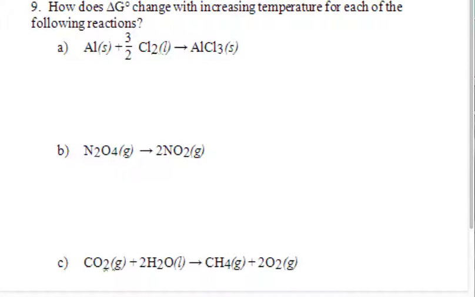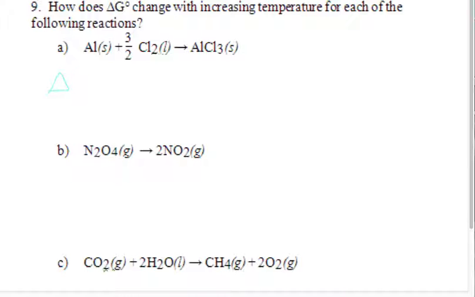So in these problems, we don't need to do math, but we need to look at Gibbs-Helmholtz to figure out what happens if we increase temperature. What happens to delta G? Does it become more spontaneous or less spontaneous? Does it become more positive or more negative? And that's what we're going to look at.